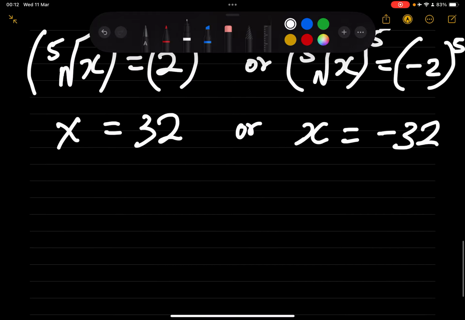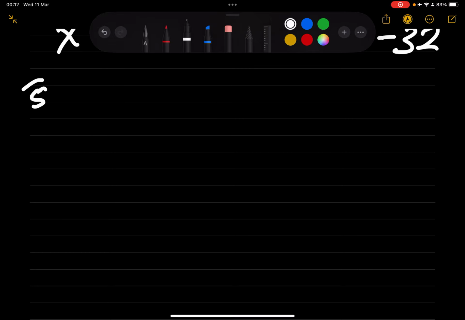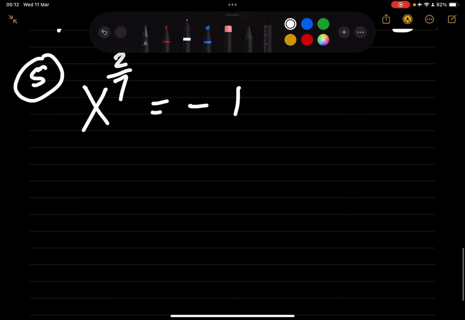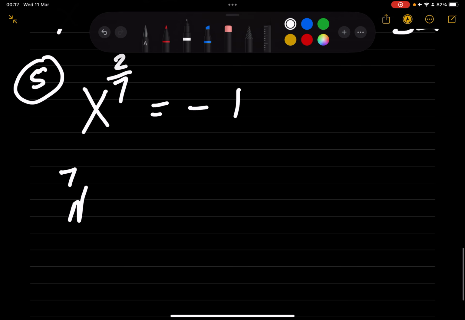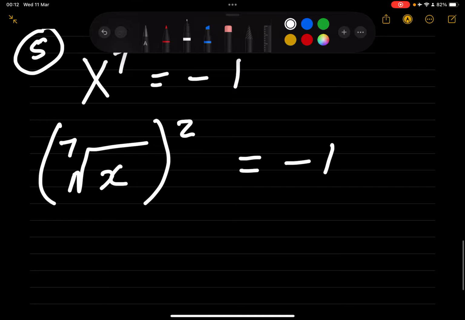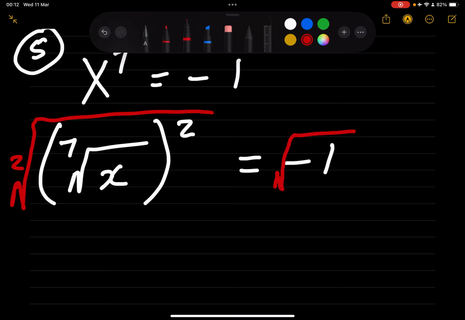Let's go to question 5. We have x to the power 2 over 7 equals negative 1. We convert to a root. The root is 7 because it's the denominator, and the power is 2, equals minus 1. So obviously we need to remove the power of 2. We need to square root both sides.